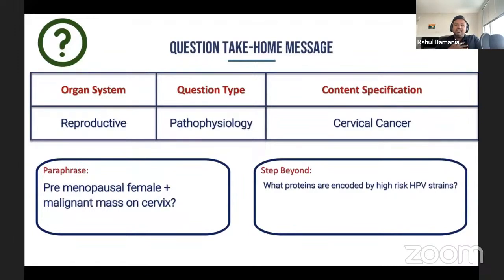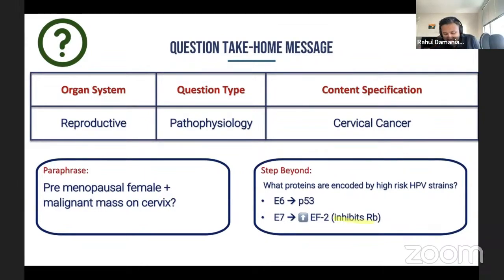High-risk HPV strains, you got it. 6 and 11 cause warts. 16, 18 is going to be related to cervical cancer. They're the higher risk strains. So the high-risk strains encode for E6 and E7. Now, these are going to make proteins. And what E6 does is it inactivates p53, whereas E7 is going to cause phosphorylation of retinoblastoma.